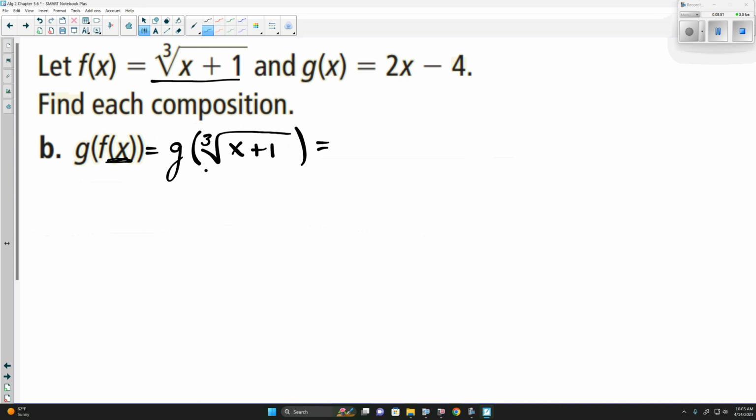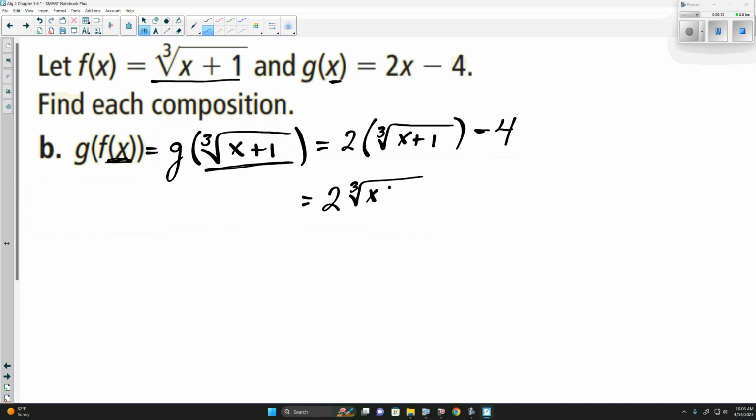And at this point, now we're replacing every x in g of x with the cubed root of x plus 1. So we have 2 parentheses, cubed root of x plus 1, minus 4. Now we can multiply those two: 2 times cubed root of x plus 1, minus 4. That's as far as it actually goes, because we can't simplify it any further from there.